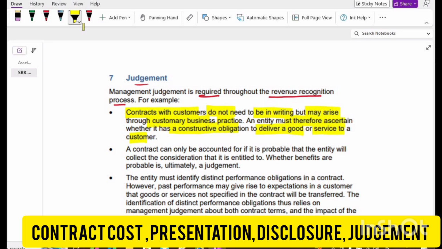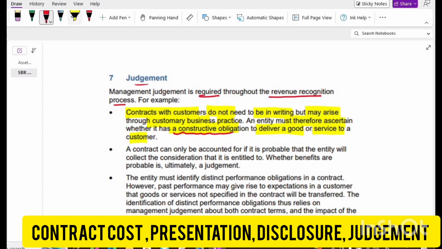Okay, so when we talk about a contract with the customer, a contract doesn't always need to be a formal agreement, and it can arise through regular business practice. This is what the statement explains. So the company must decide whether it has an obligation to deliver goods or services to the customer, even if there is no formal written agreement. Clear? So they have to decide about the obligation.